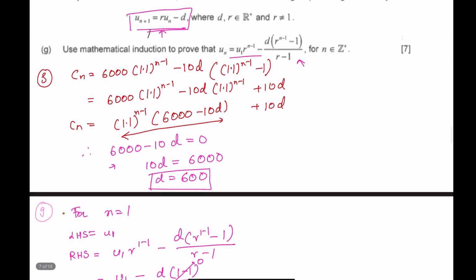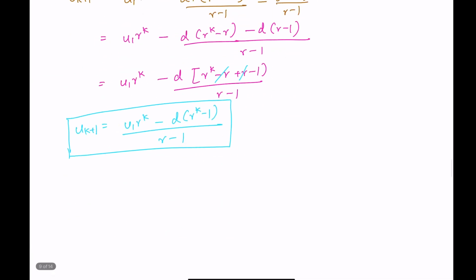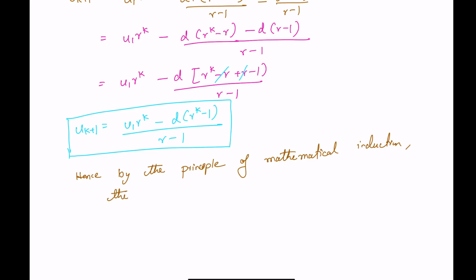In this equation, if you place n as k plus 1, this power will become k plus 1 minus 1, which is k. So u1 r to the power k minus d times r to the power k minus 1 divided by r minus 1. Hence, by the principle of mathematical induction, the formula holds true for all n.